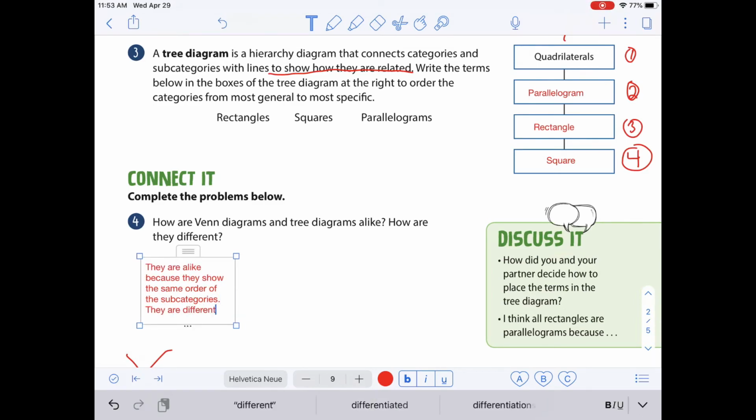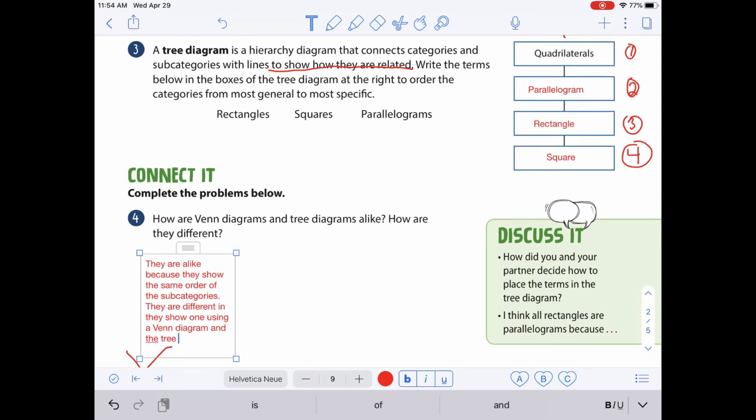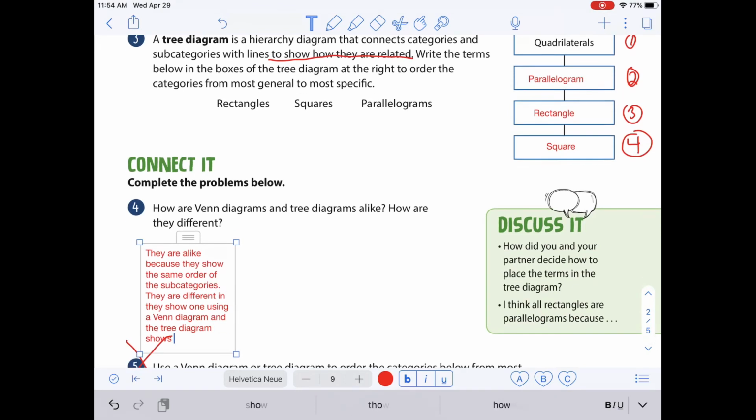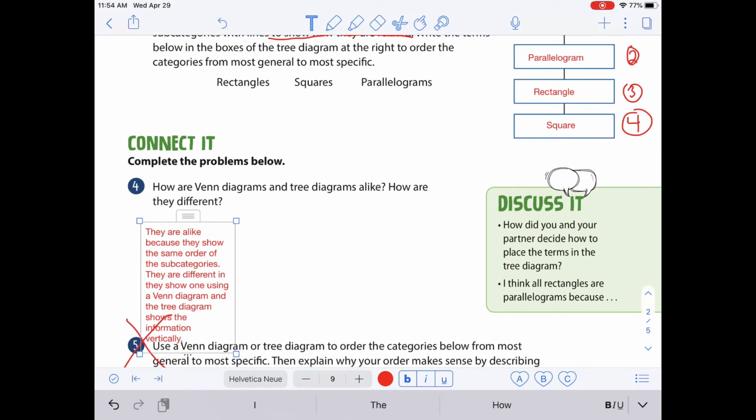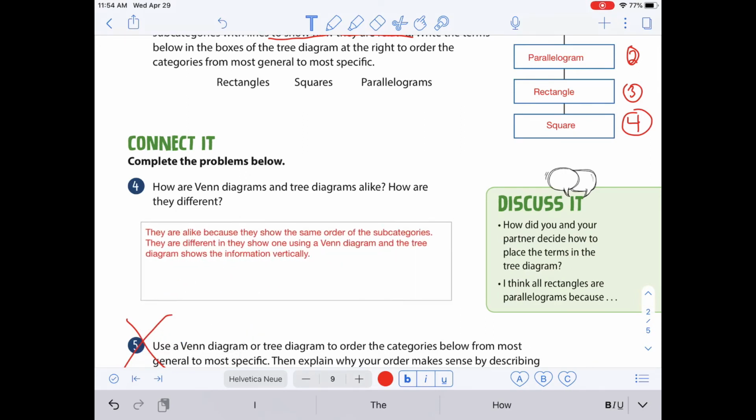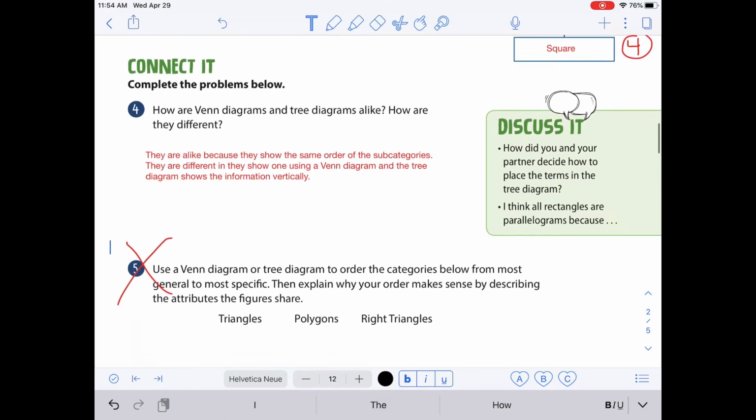They are different in that one shows the information using a Venn diagram, and the tree diagram shows the information vertically, or up and down. Okay, I'll give you a second to jot that down. Again, it's okay to pause the video and write this down. While you do that, I'm going to go ahead and move on, and you just push play whenever you're ready.